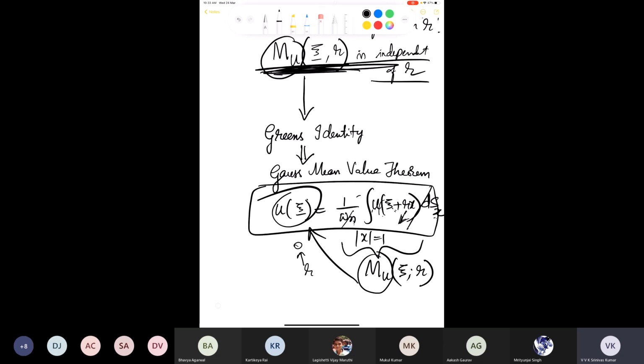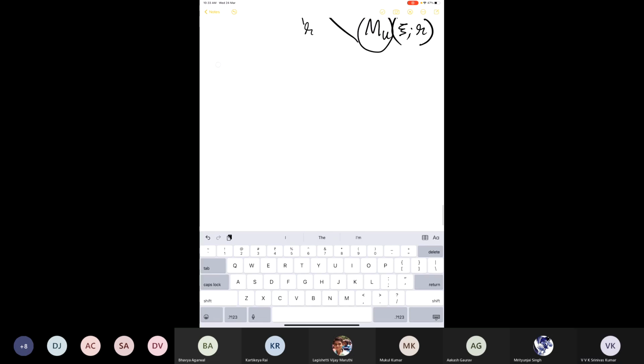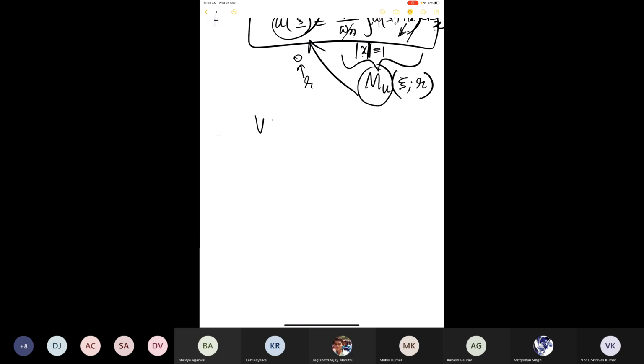And we have variants of the Gauss mean value theorem. That is, we don't have to integrate only on the boundary, where |x| = 1. We can have integrals over even the whole unit ball. So we have variants of the mean value theorems.